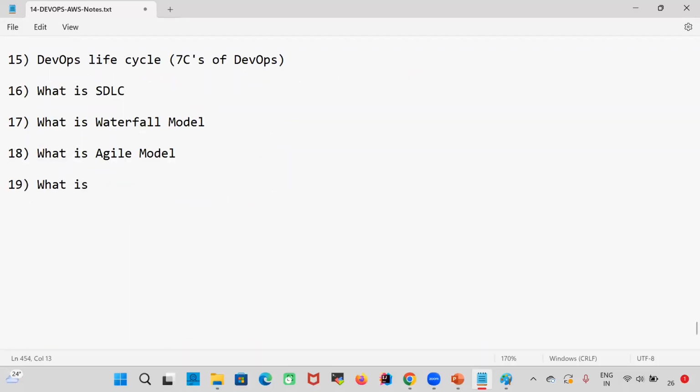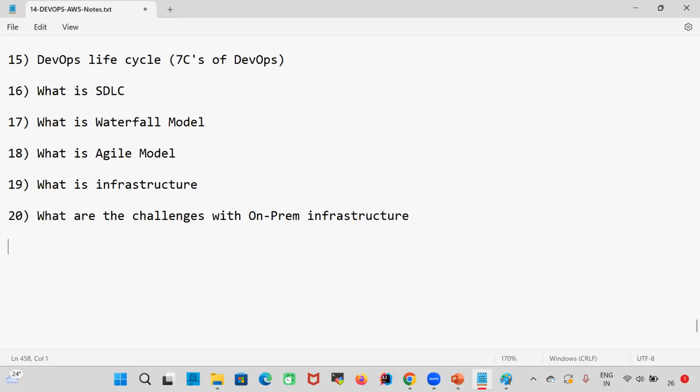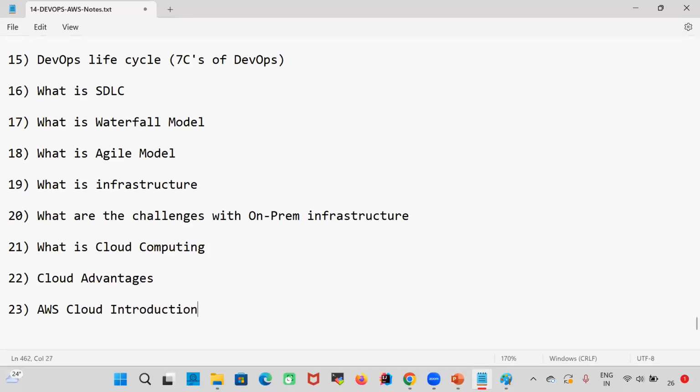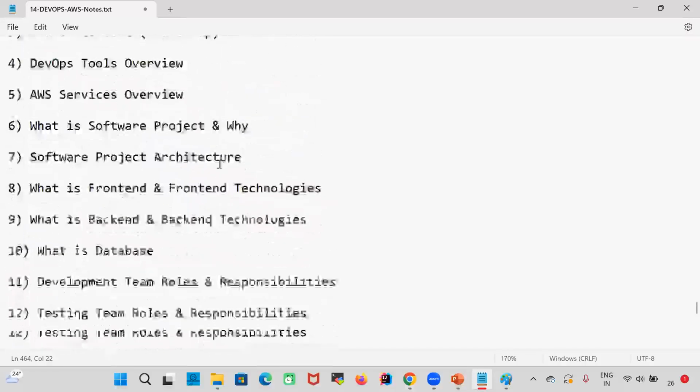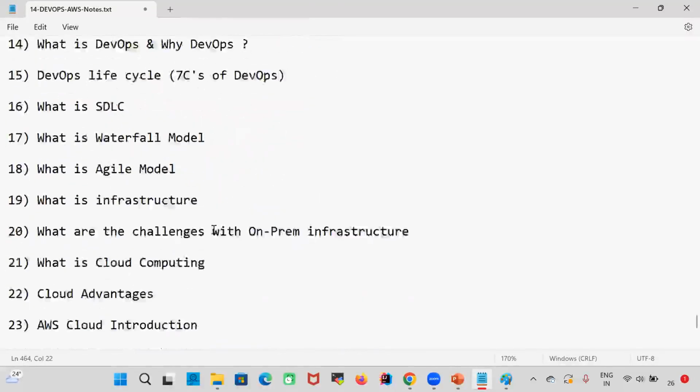Today we understood what is cloud compute. First of all, we understood what is infrastructure. What are the challenges with the on-prem infrastructure? We discussed what is cloud computing, cloud advantages, AWS cloud introduction, and AWS account setup. That's it. These are the topics that we have covered in the last 3-4 sessions, guys, including today's session.